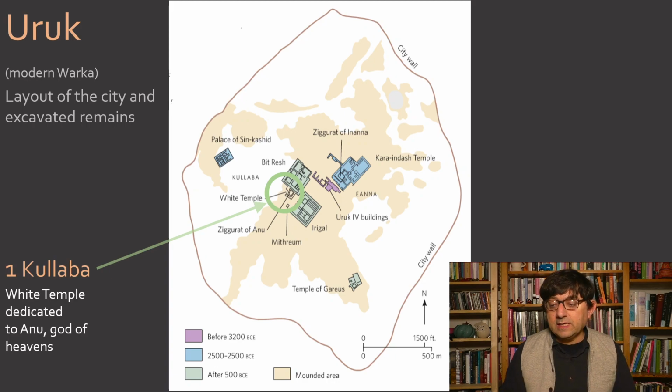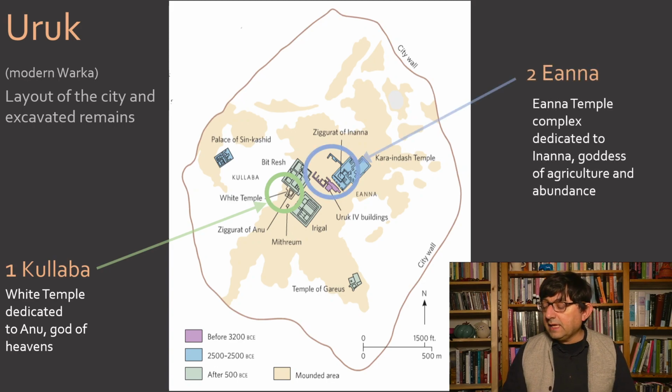The first one is Kulaba. It is a sanctuary that was dedicated to the god Anu, the god of heavens. And the second one is Eanna, the Eanna precinct that the Gilgamesh epic was talking about, that was dedicated to Inanna, the goddess of agriculture and abundance.